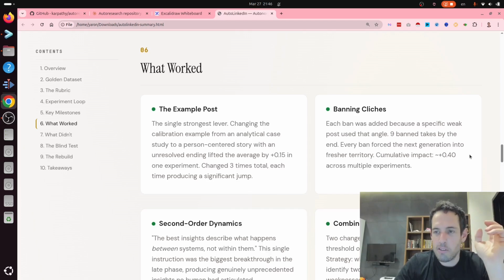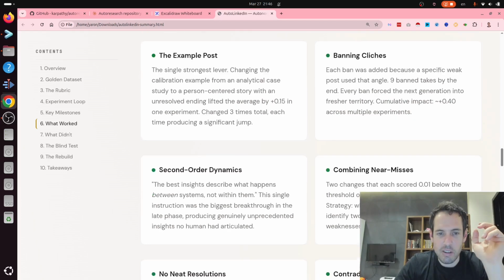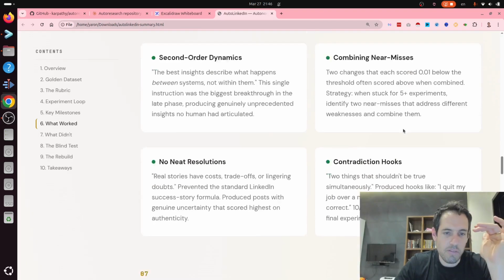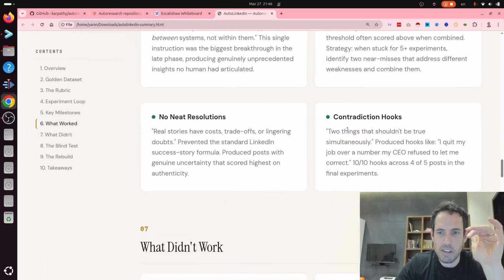Then also banning cliches, second order dynamics, combining near misses worked very well, no neat resolutions, contradiction hooks. These are stuff that, based on the LLM as a judge, yielded good results, basically improved the post.